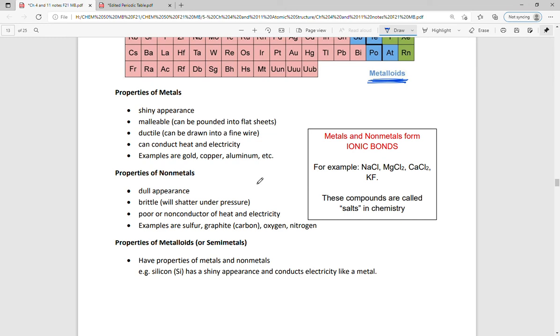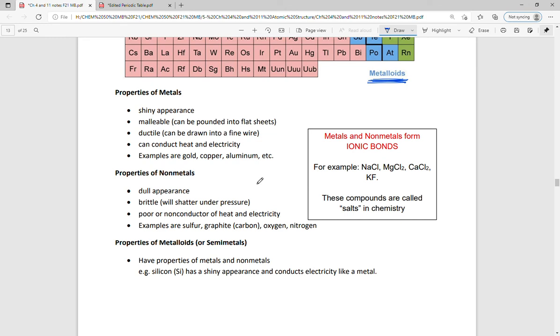Non-metals, in comparison, are not shiny. They don't look like metal. They're brittle, they shatter under pressure if you can get them in solid state. They're generally a poor conductor or non-conductor of heat and electricity, and examples from beyond this step would be carbon, of which graphite is an example, oxygen, nitrogen, anything that you can see that's beyond this step, including those noble gases.